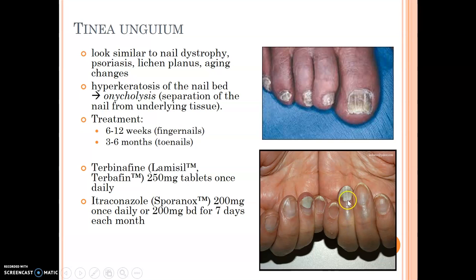Okay, so this is a typical feature of fungal infection of the nails. You can see separation of the nail from the underlying nail bed. So this is nail infection, fungal nail infection, which is a bit difficult to treat.